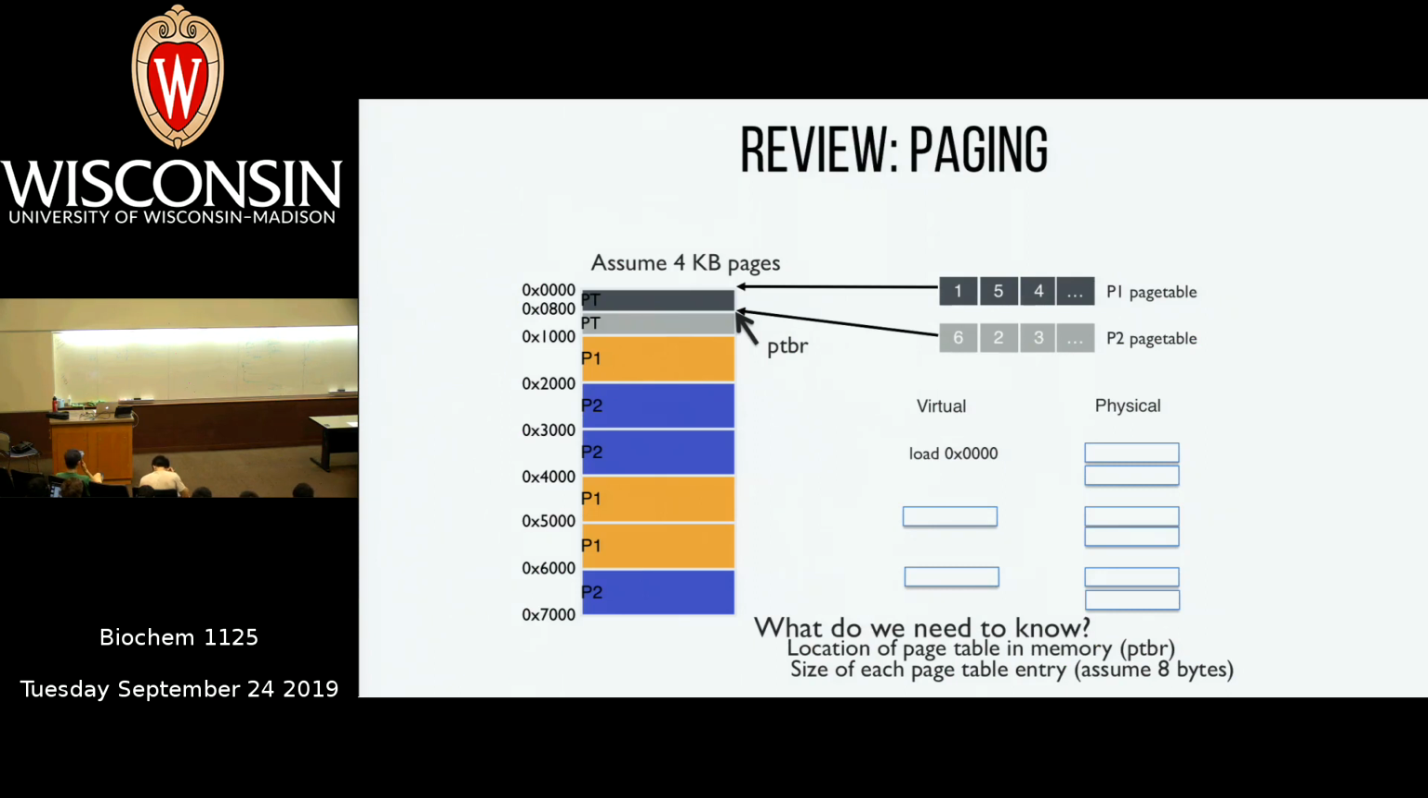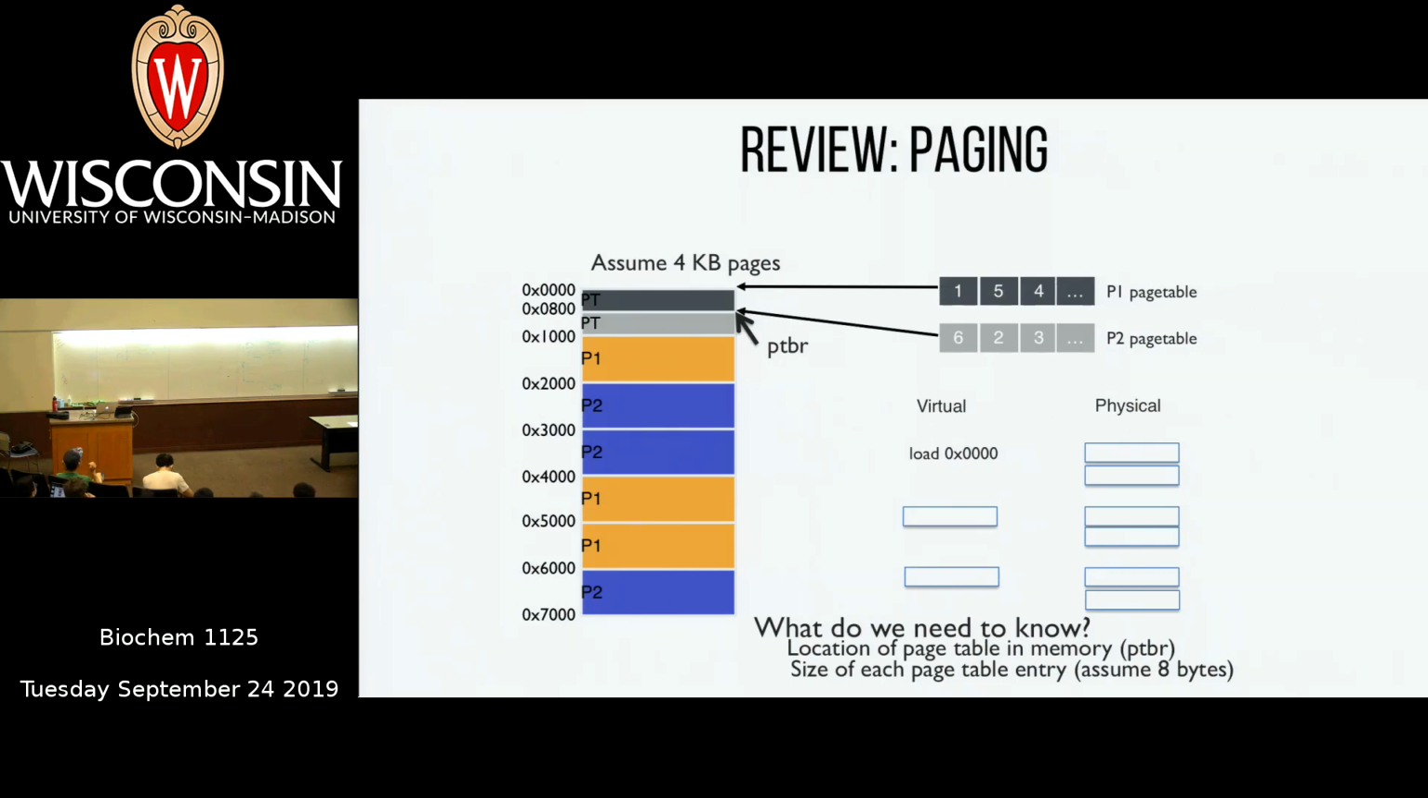Okay. And then the other thing you need to know to figure out exactly what physical address we are going to is how big each of these page table entries are. So in this example, we're going to assume that they're 8 bytes. It could be 4 bytes or 8 bytes, those are the typical numbers. Okay, so let's figure out exactly what physical address we are going to need to do a load from first.